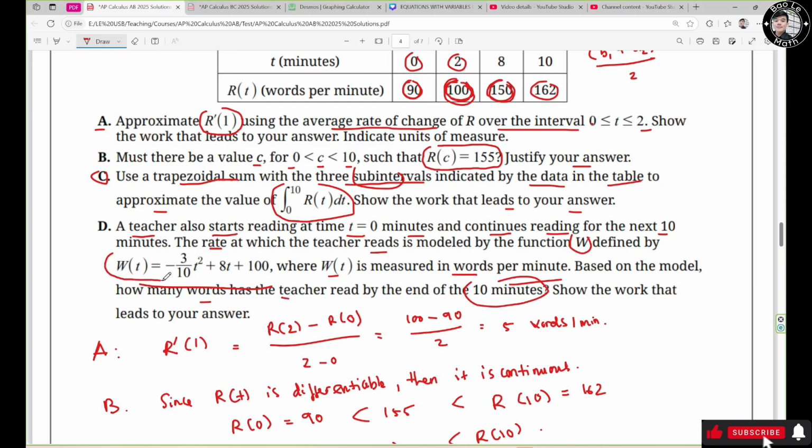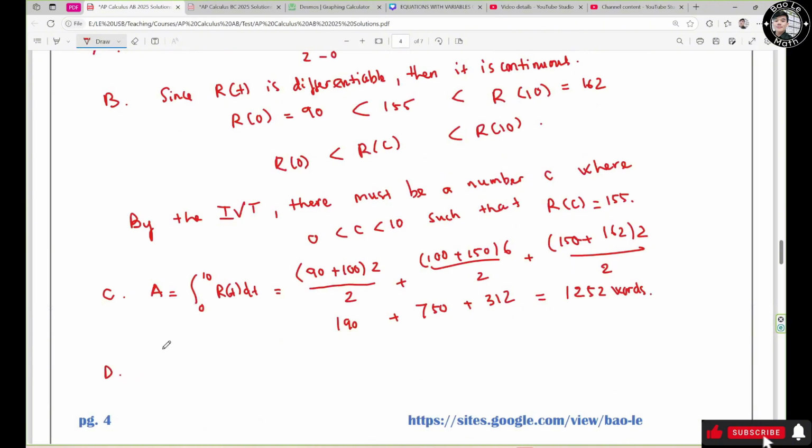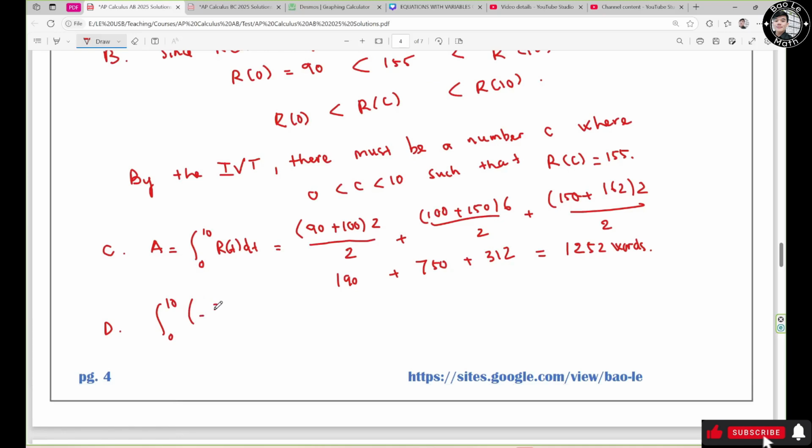Because this is the function of the rate of change, technically you just integrate this one. D is going to be the integral from 0 to 10 of negative 3 over 10 t squared plus 8t plus 100 dt. So it's going to be negative 3 over 10 times t to the power of 3 over 3, plus 8t squared over 2, plus 100t, evaluated from 0 to 10. Now you need to simplify this one.